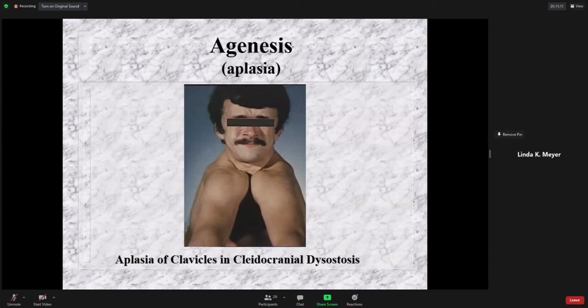Here's missing bone. Here's a patient who has what's called aplasia or agenesis of the clavicles. So because there are no clavicles, this person has the ability to touch shoulder to shoulder. And this is seen in a disease called cleidocranial dysostosis. So this is showing you an entire bone that's absent.